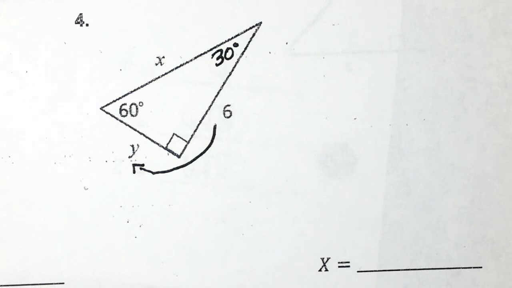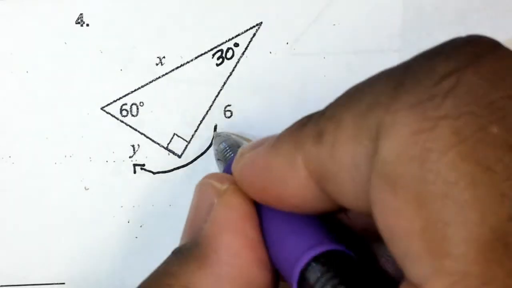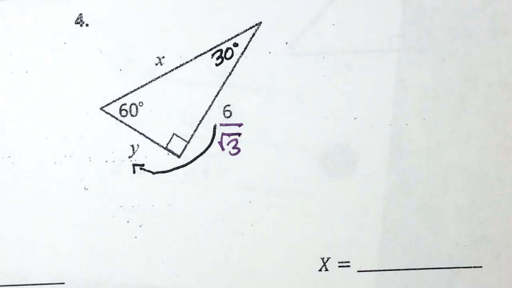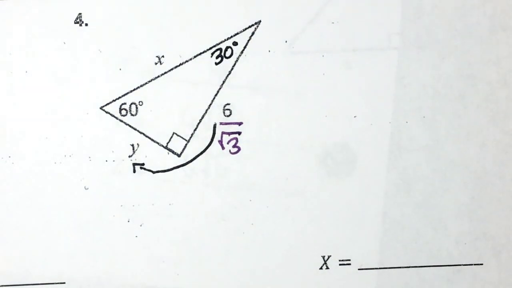Divide the long leg by radical 3. So my long leg here, I'm dividing by square root of 3. That's cool, Vince, but I can't just write this over here, 6 divided by radical 3. What do I need to do?